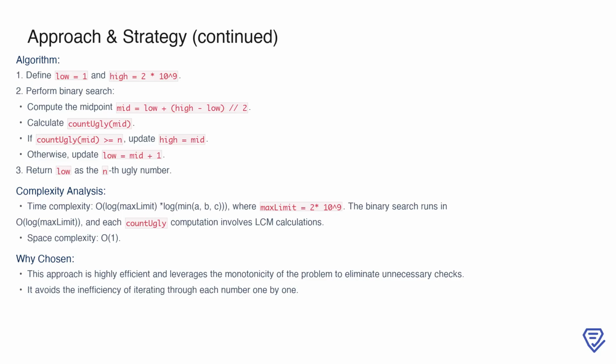This approach is highly efficient, with a time complexity of O(log(max limit) * log(min(A, B, C))), where max limit is 2 × 10^9. The binary search itself runs in O(log(max limit)), and each countUgly computation involves logarithmic calculations of LCMs. The space complexity remains O(1), since no additional structures are required. By leveraging the monotonicity of the problem, this method eliminates the inefficiency of checking each number one by one.